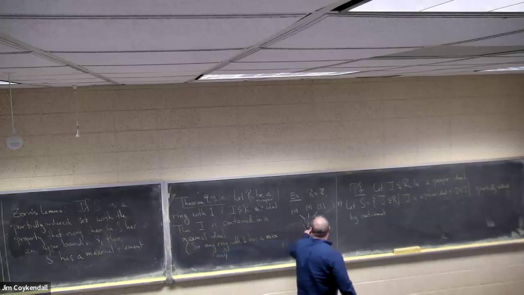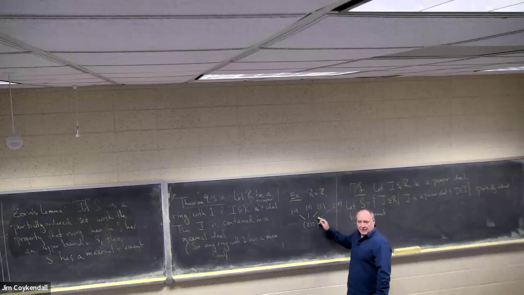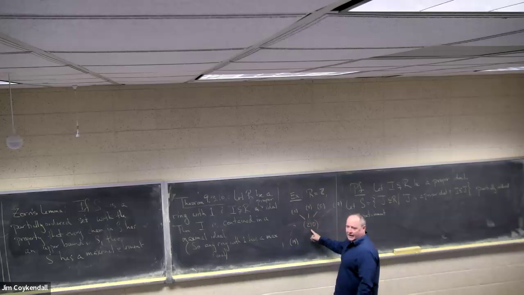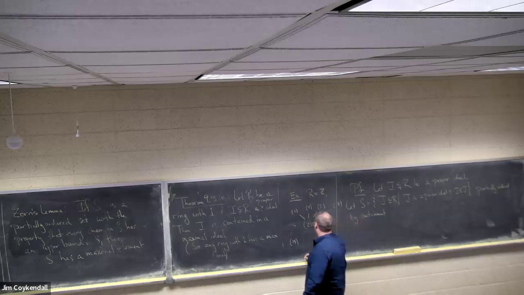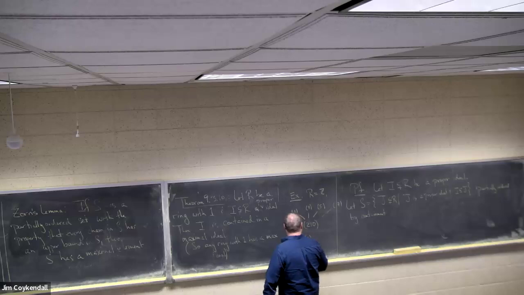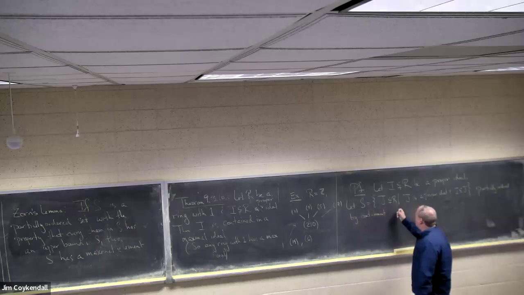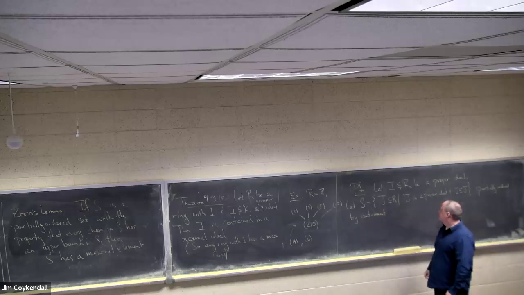For example, if I look at all the ideals that contain this, two of the ideals would be the ideal generated by 14 and also the ideal generated by 6. But neither one of these ideals contains the other, right? Because 6 doesn't divide 14, and 14 doesn't divide 6. So this is a partially ordered set.